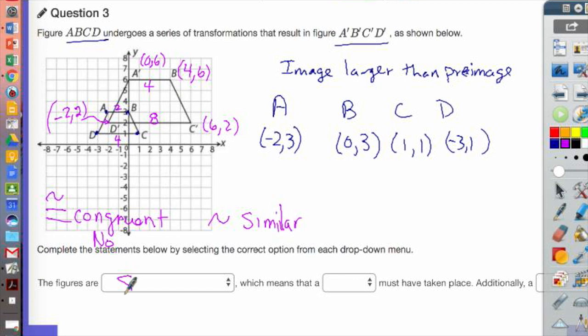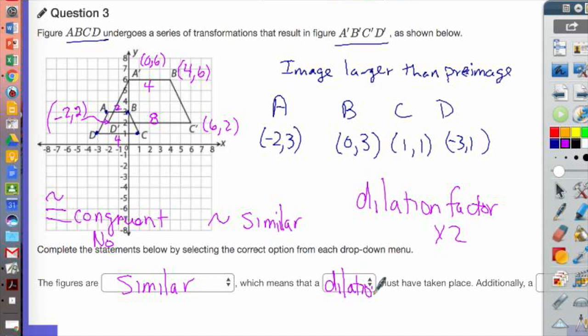So we have similar figures, which means that in order for something to grow, they need a dilation factor. And we see that this one is twice as big. So we know that a dilation has occurred.